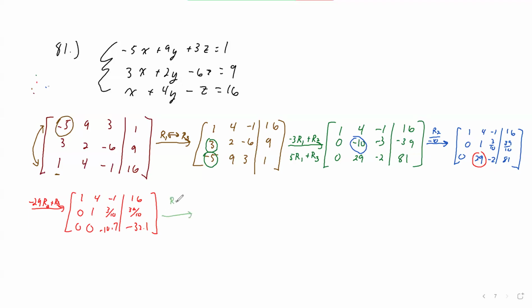So now I'm going to take row 3, and I want to do the same thing. I'm going to divide by -10.7. It's 1, 4, -1, 16, 0, 1, 3/10. Going to make them in decimals. This is 0.3. This is 3.9. 0, 0. -10.7 divided by -10.7 is 1. Now let's take this -32.1 and we're going to divide that by 10.7 and we get 3. Nice clean number. Now my goal there was to make this guy become a 1.